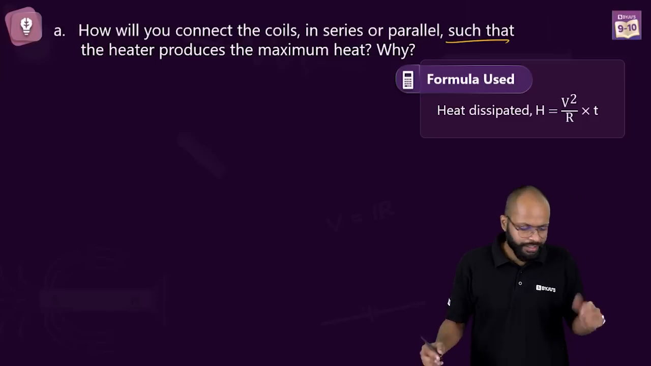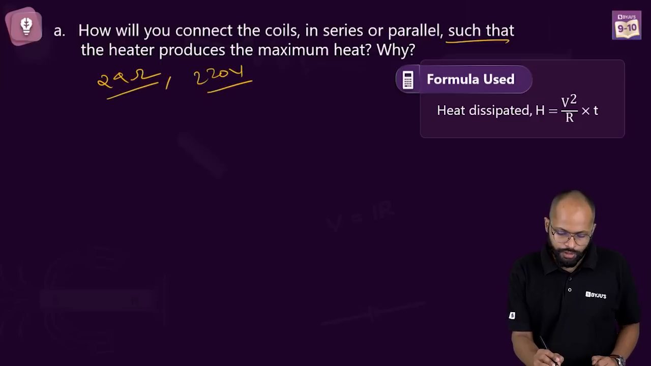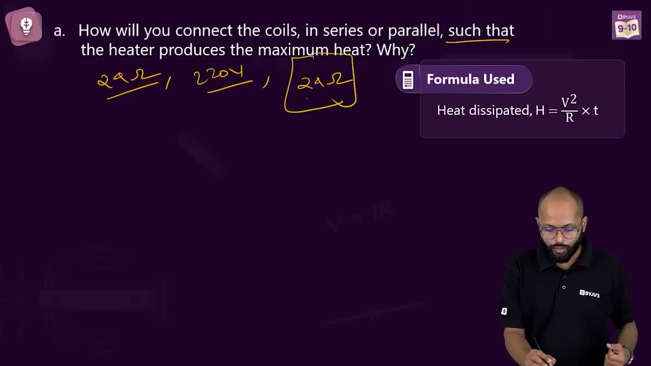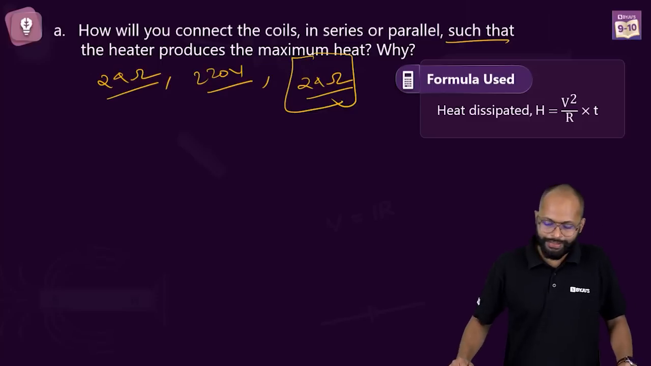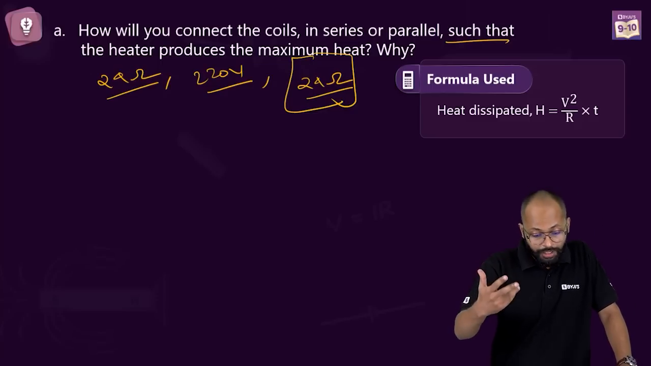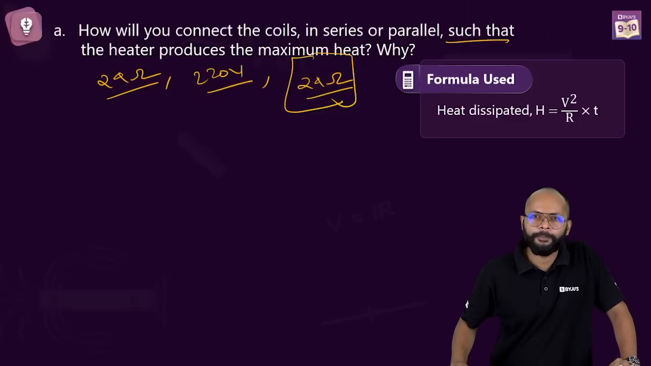It's okay. We have been given one coil as 24 ohms. Voltage is given as 220 volts. One more coil is there, of 24 ohms again. How should I connect them such that heat dissipated will be maximum? Okay. Now think, come on.